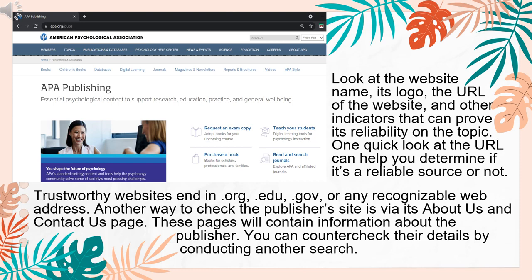Another way to check the publisher's site is via its About Us and Contact Us page. These pages will contain information about the publisher. You can counter-check their details by conducting another search. Reliable websites publish content that is relevant or under the same scope as the resource page that you found. Consider the resource's credibility if the publisher has mentioned or been mentioned by authority sites.